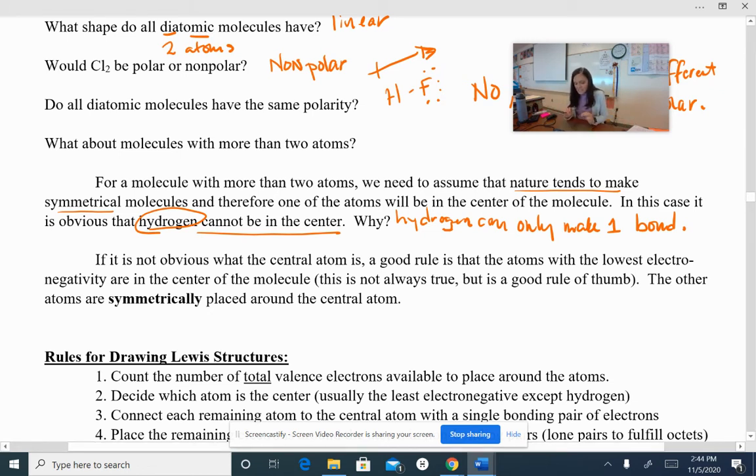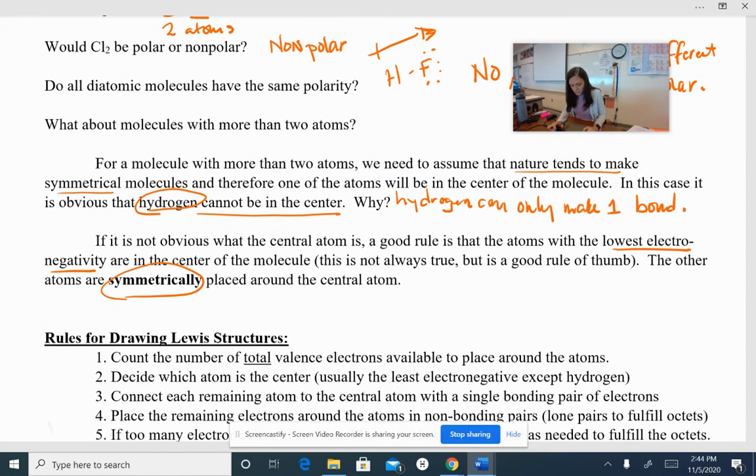Okay? If it's not obvious what the center atom is, a good rule of thumb is that the atom with the lowest electronegativity is in the center. Of course, not hydrogen. So the lowest electronegativity, except hydrogen, is in the center. It's not always true, but it's true about 90% of the time. Other atoms are symmetrically placed around the central atom.